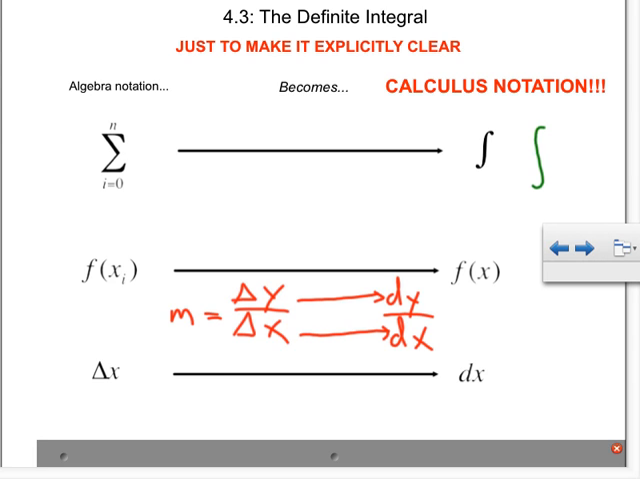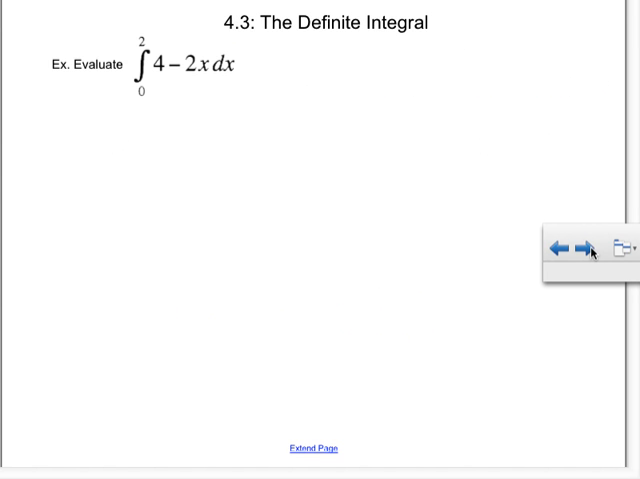Okay, let's take a look at the first one. Let's evaluate the integral from 0 to 2 of 4 minus 2x. All right, so what does this integral mean again? What are we using it to represent?